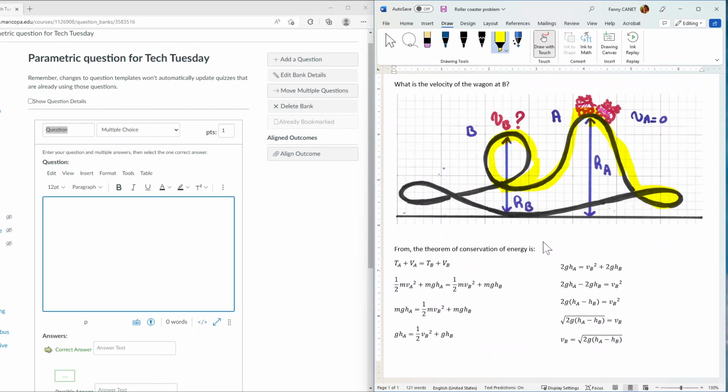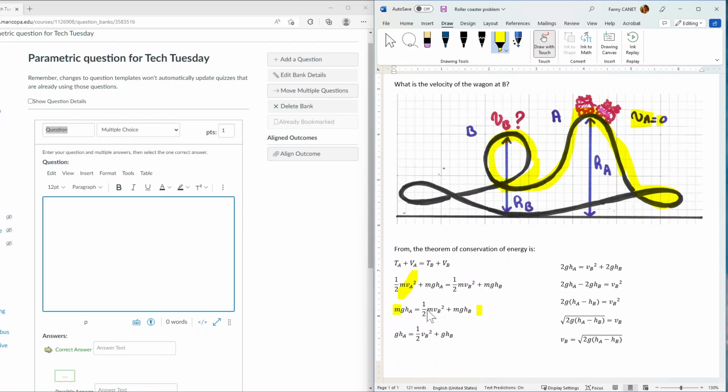We use the theorem of conservation of energy, which tells us that the kinetic energy at A plus the potential energy at A will be equal to the kinetic energy at B plus the potential energy at B. When we replace each term by its formula, the kinetic energy is 1/2 m v squared, and the potential energy is the weight times the altitude, so m g times the altitude. The initial velocity is 0, VA equals 0, so we can remove this term. That's how we get to that step.